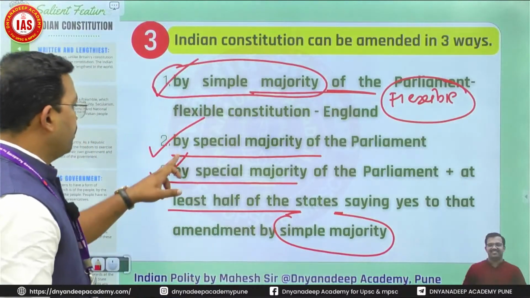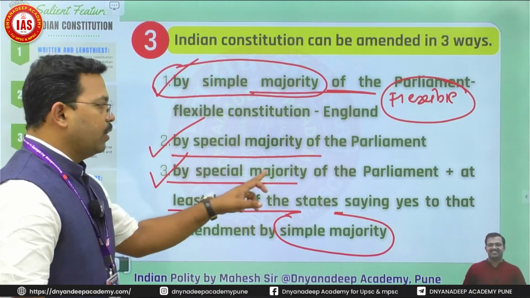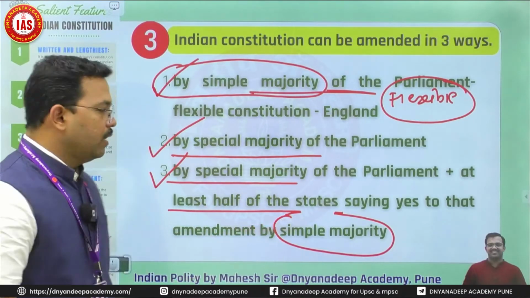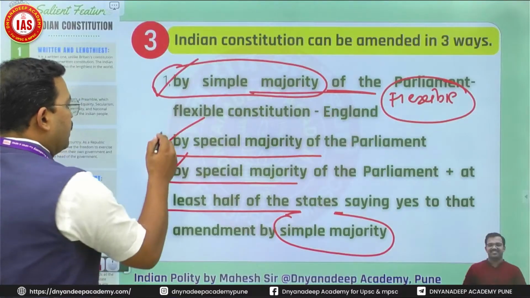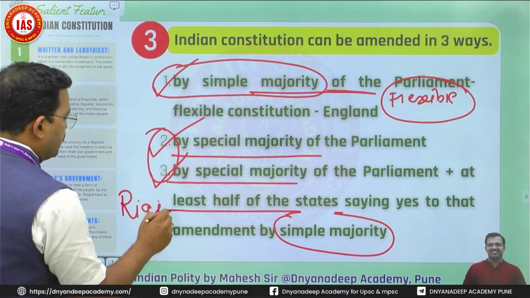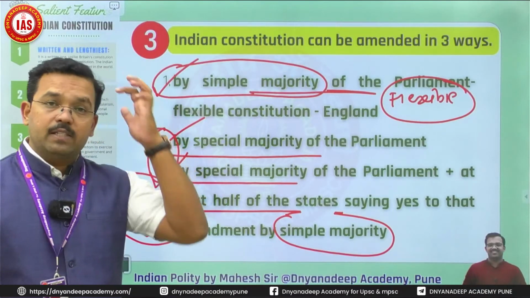Second thing, bringing amendment by special majority. And third thing, special majority of the Parliament plus at least half of the states saying yes by simple majority. It is a very difficult thing. That's why the Indian Constitution is rigid. So this is the reason why we call the Indian Constitution flexible as well as rigid.